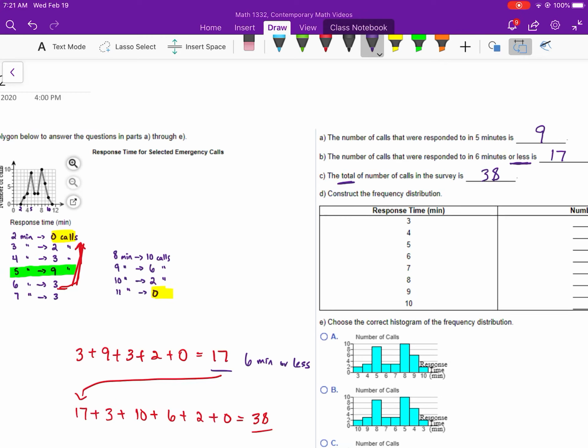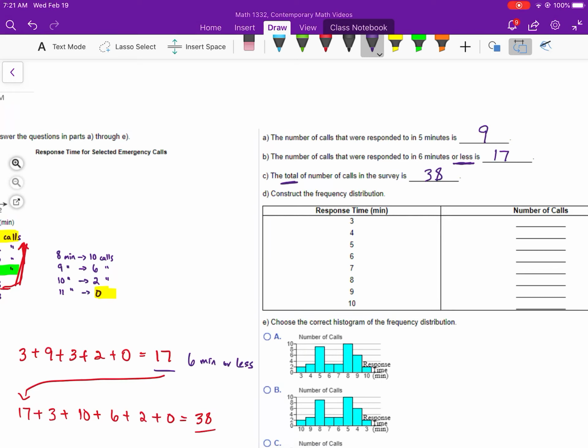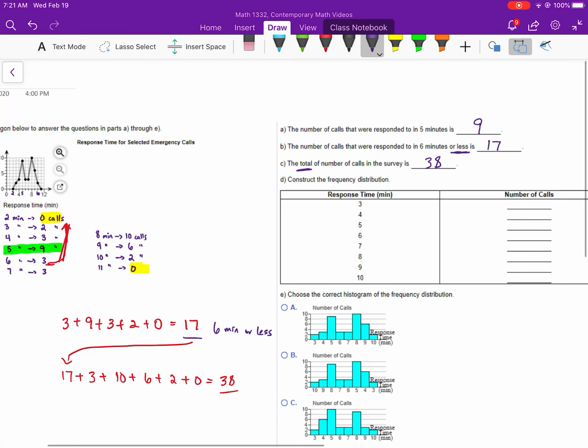We're looking at question 4, which is letter D, construct the frequency distribution. Notice our response times here, 3 through 10, which is what's shown in my graph, from 3 minutes to 10 minutes. We just need to fill in the number of calls. We actually wrote this information right underneath our graph. For 3 minutes we have 2 calls.